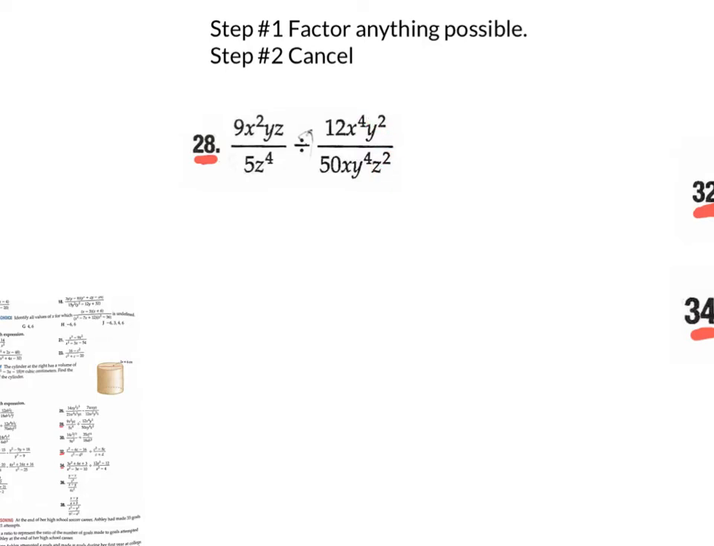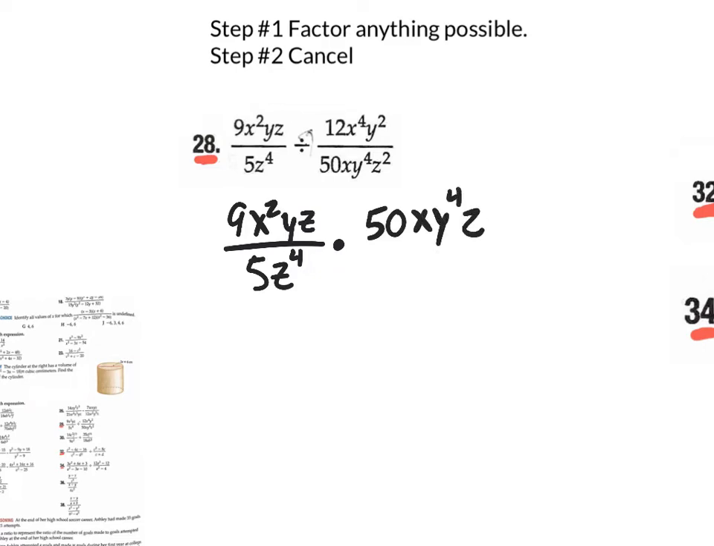So the first fraction is going to stay identical, 9x squared y z over 5z to the 4th. The second fraction, change the multiplication. The 50 will be on top. You have an x y to the 4th up on top with the z squared up on top over the 12 x to the 4th y to the 2nd.